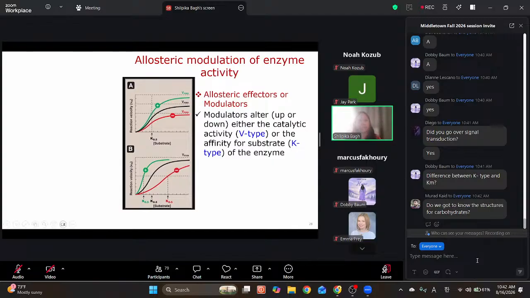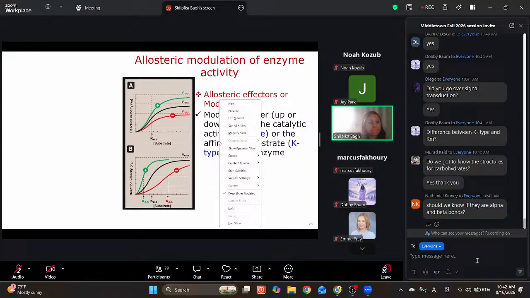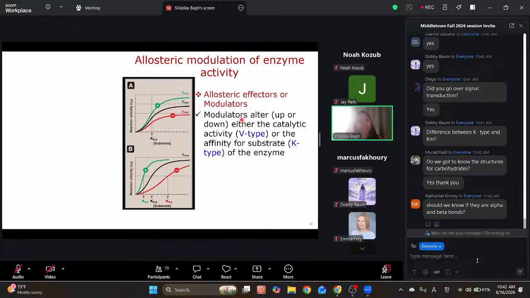Should we know alpha and beta? No, no bonds, no structure. Primers are not on the exam, please, either for DO or MS.